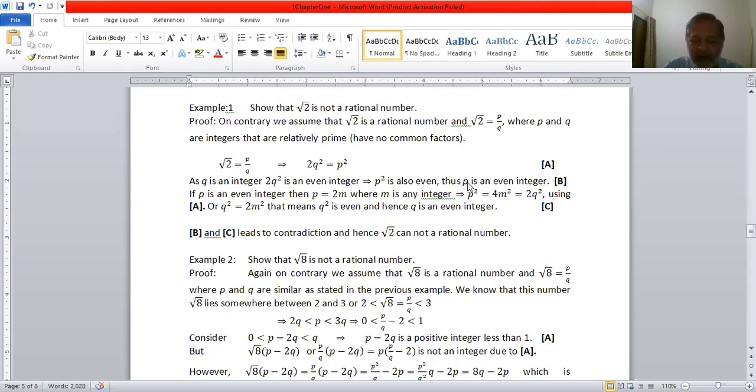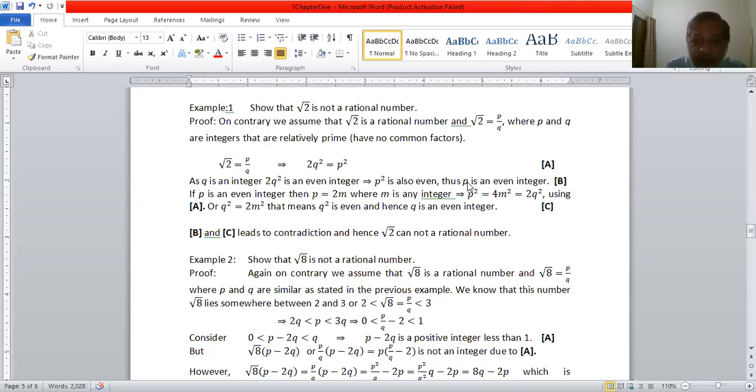Can you think of even numbers whose square root is not even? Square root of 4, square root of 16, square root of 64.